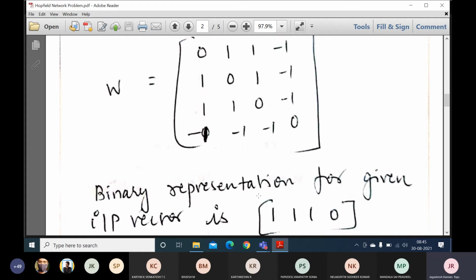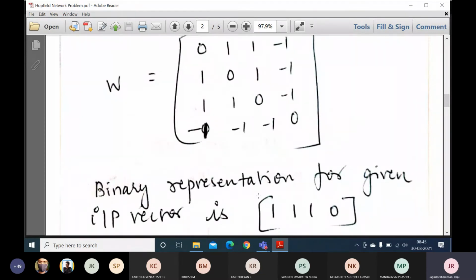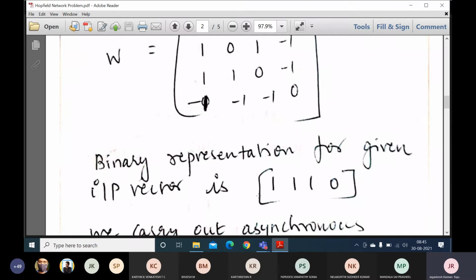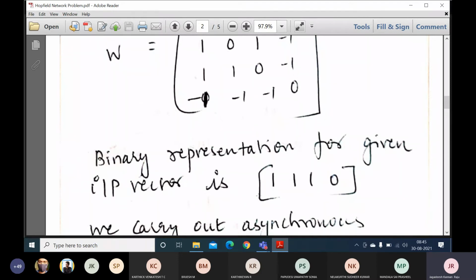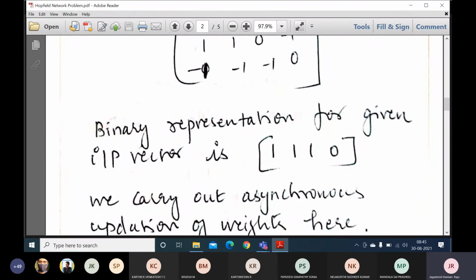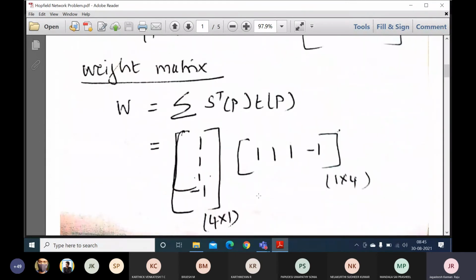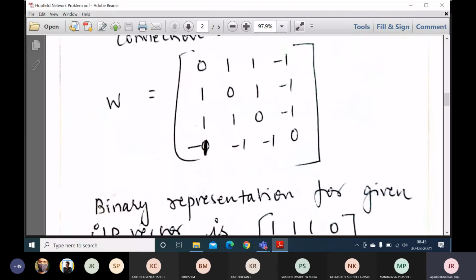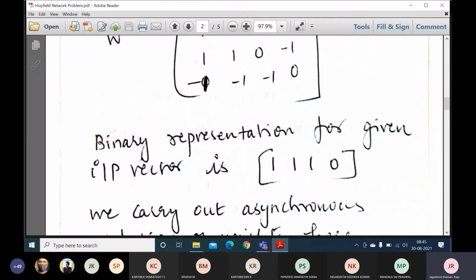Now for the calculation, instead of taking the bipolar representation, I am converting the input vector into a binary representation. Instead of 1, 1, 1 and minus 1, I am converting that into a binary representation. So this minus 1 I am replacing with a 0. Is it clear now? Any doubt?